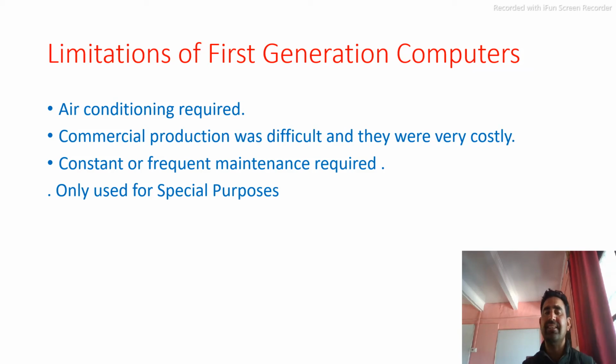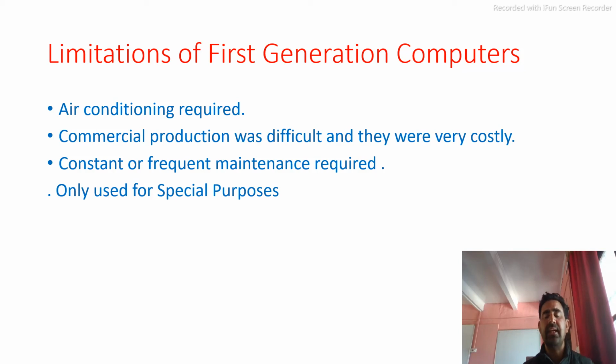Students, we are discussing the second generation of computers. It is written by mistake as limitation of first; it is a limitation of second generation computers. Still, commercial production was difficult as they were very costly. As they were still bulky, frequent maintenance was required, and they were only used for special purposes. They were not used for general computing.